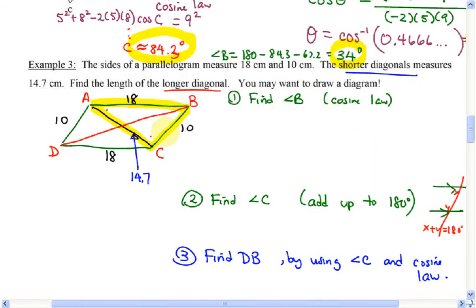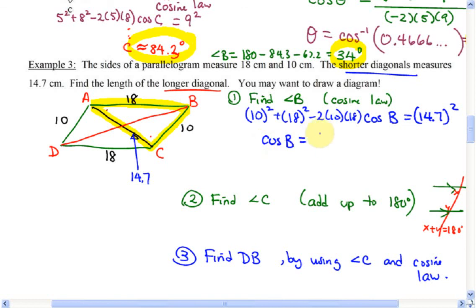To find angle B, the side across from that is 14.7. So 14.7 squared equals, and it doesn't matter which one is A and which one is B, so I'll go 10 squared plus 18 squared minus 2 times 10 times 18 times cosine of angle B. Of course, you're going to have to solve for cosine B, and that's just 14.7 squared minus 10 squared minus 18 squared, all divided by negative 2 times 10 times 18.